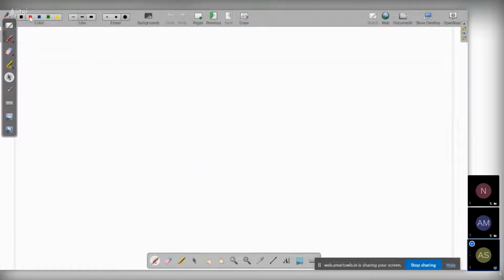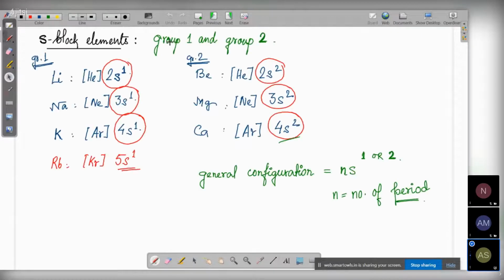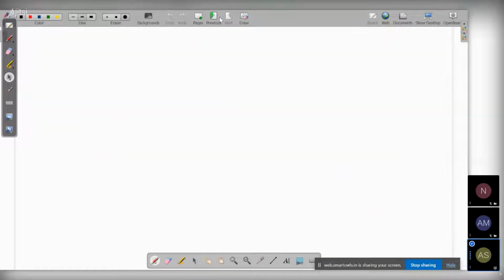Then you have the P block elements. Once you have done the S block element, let's see the P block element. The concept will be similar. Here also the valence electron will enter the p orbital. That is why they are called p block elements. So let's see p block elements.